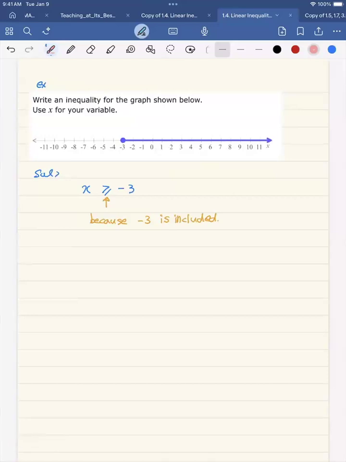In the next problem, we have to write the inequality for the graph shown below. The starting point is marked with the disk notation. That means -3 is included. Then we have to use this small horizontal line, and x is greater than or equal to -3. So this is the inequality direction.